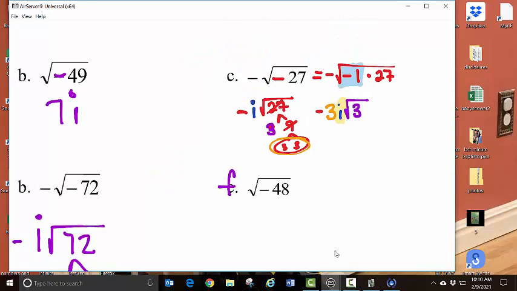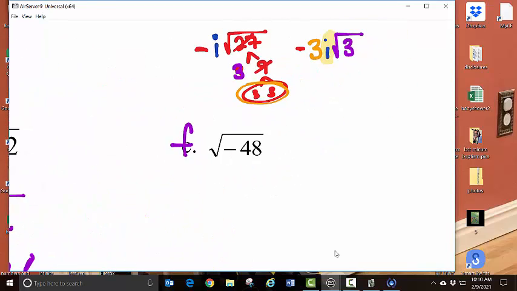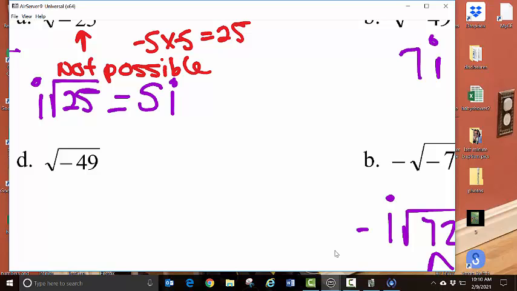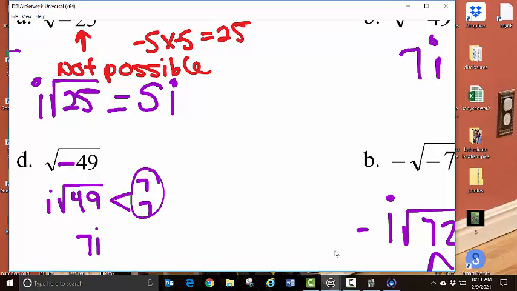Okay, this one we've already done. Let's look at this one. Well, this one we already did. Again, the negative just makes it an i. And then the square root of 49 is 7 and 7. So 7i.